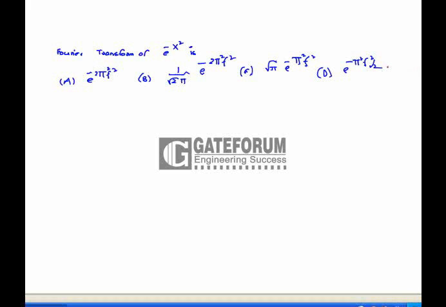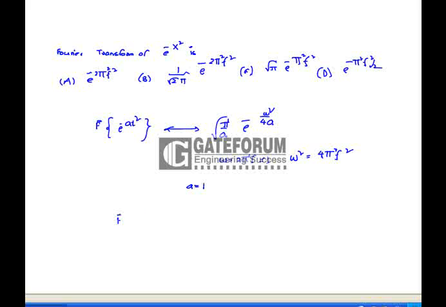Fourier transform of e power minus x square is. See, in order to decide this one, we have to apply the Fourier integral, but it is a standard form also. The Fourier transform of e power minus a t square leads to root pi by a e power minus omega square by 4a, where omega is 2 pi f, so omega square is 4 pi square f square. Here a is 1. So the Fourier transform of e power minus x square equals root pi e power minus 4 pi square f square by 4. So the option is root pi e power minus pi square f square, that is option C is correct.